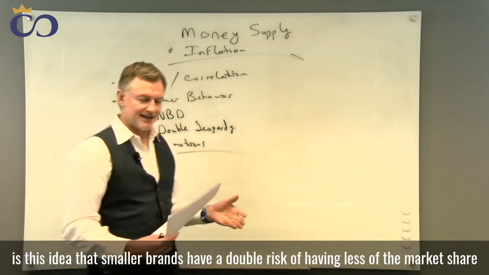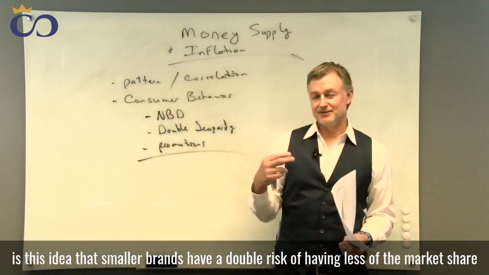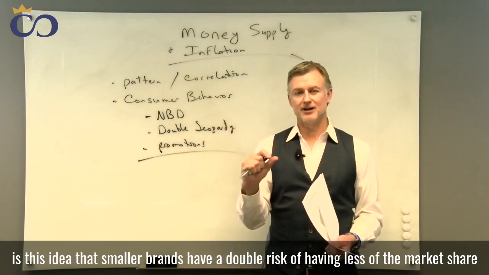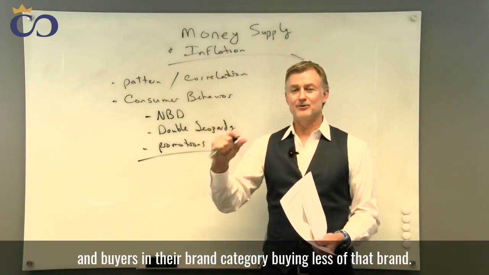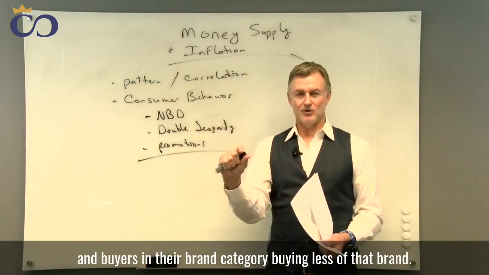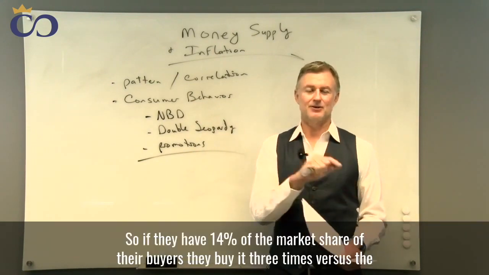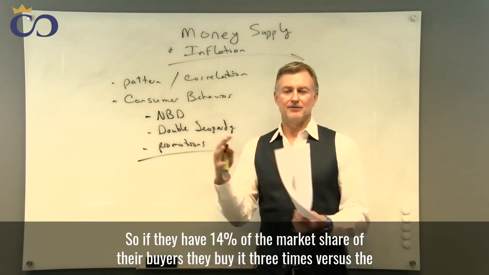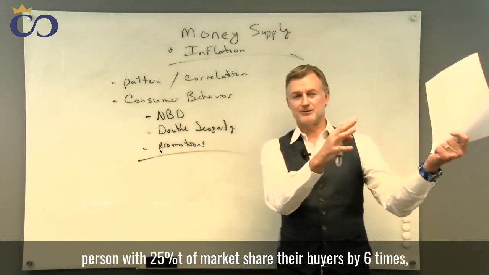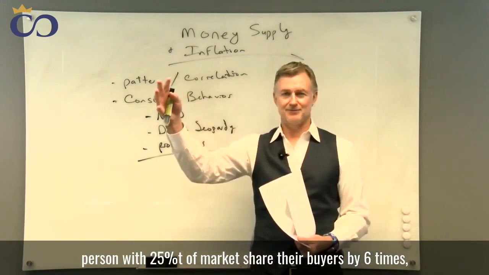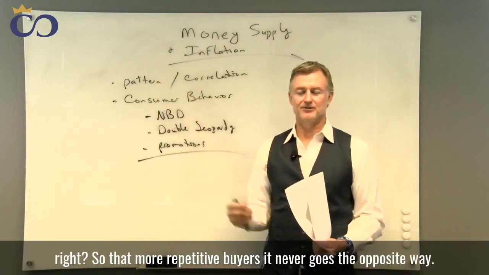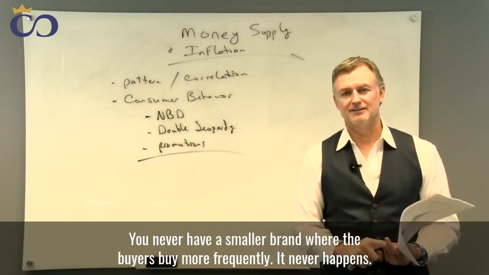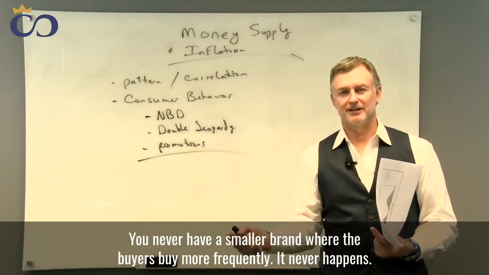Double jeopardy is this idea that smaller brands have the double risk of having less of the market share and buyers in their brand category buying less of that brand. So if they have 14% of the market share, their buyers buy it 3 times, versus the brand with 25% of the market share, whose buyers buy 6 times, right? So they're more repetitive buyers. It never goes the opposite way. You never have a smaller brand where the buyers buy more frequently.